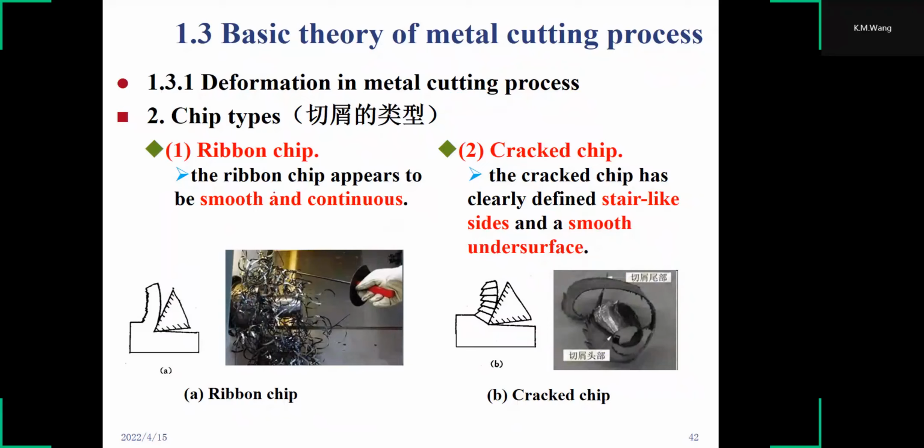The ribbon type, you see in this picture and this picture. The chip is like a ribbon. The ribbon chip appears smooth and continuous. We can see that the chip is continuous and smooth. We can also see this picture. It's very long, smooth and continuous.